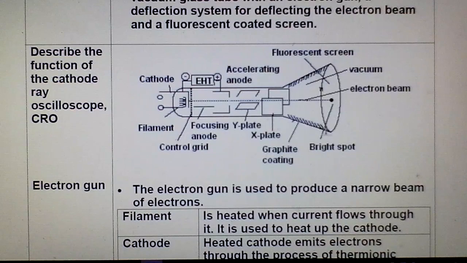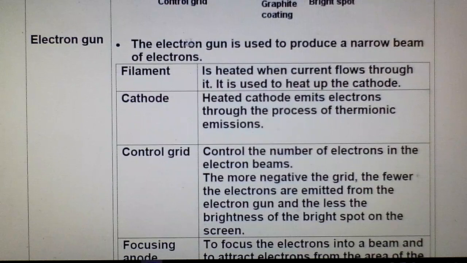Okay, the electron gun is used to produce a narrow beam of electrons. You can just read through the function of the filament and cathode. The filament can be the cathode itself, but now we put another piece of metal to function as the cathode. So the filament will heat up the cathode, in order to produce electrons that are emitted through thermionic emission.